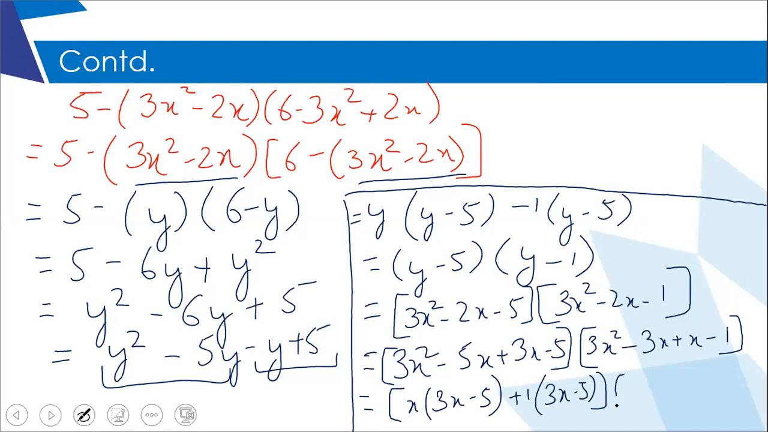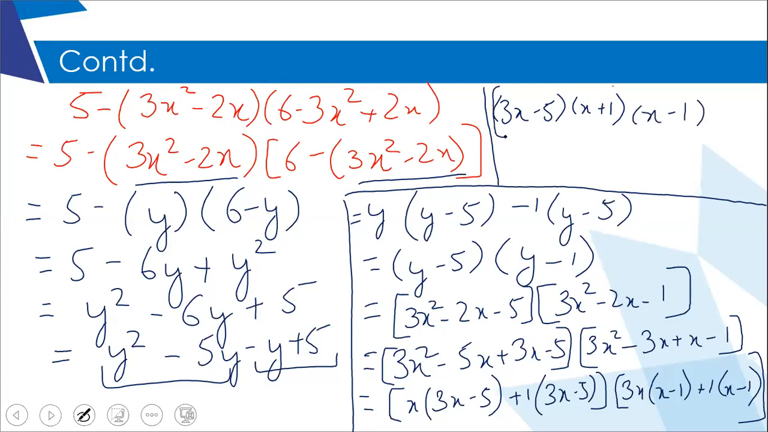From this bracket, I will take 3x common, sorry, 3 common, x minus 1, and from the other I will take just plus 1 common, x minus 1. Now after this, I'm writing it over here. From the first square bracket, you will get 3x minus 5 and x plus 1. From the second bracket, it is x minus 1.